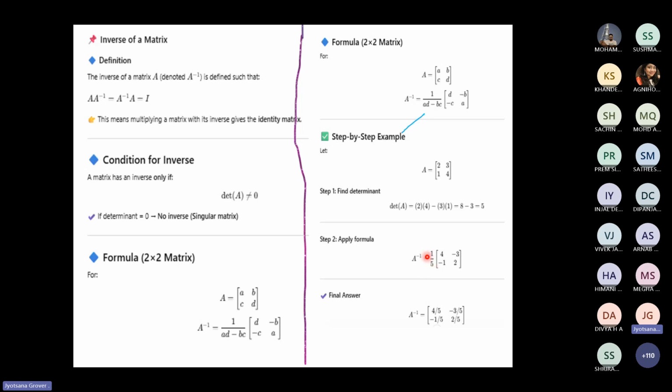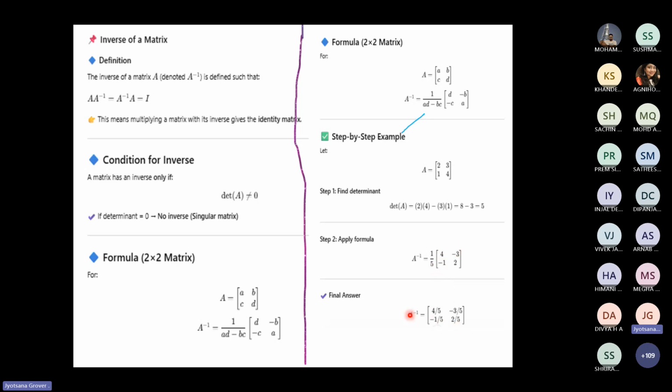Just apply the formula, 1 divided by the determinant of the matrix. If the determinant is 0, it will be 1 by 0, which is not defined, so in that case the inverse will not exist. That's why you say if the determinant is 0, the inverse will not exist. Anyways, now here you have to swap these two entries, so 4, 2, and then multiply the other entries with minus 1. So this is your A inverse. You multiply every entry by 1 by 5: 4 by 5, minus 3 by 5, minus 1 by 5, 2 by 5.